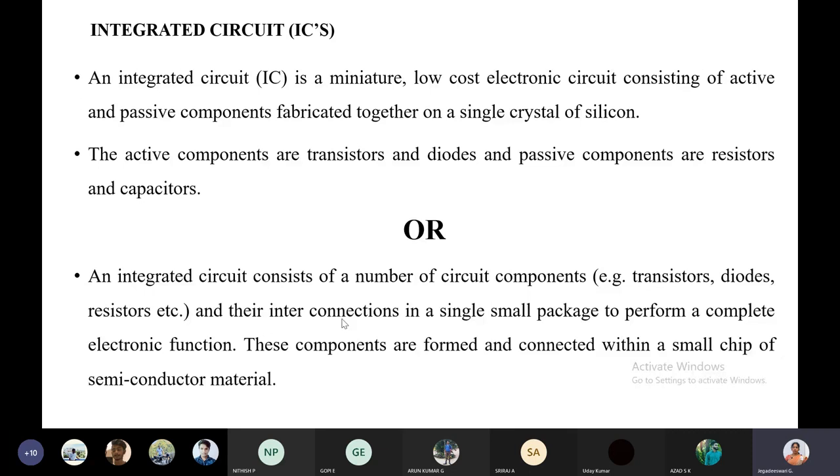You should note it down. Okay, by next class I will ask the question to any of you. You're supposed to answer it. Okay, so this is the definition of IC. Is it clear? Is it clear, ma'am?